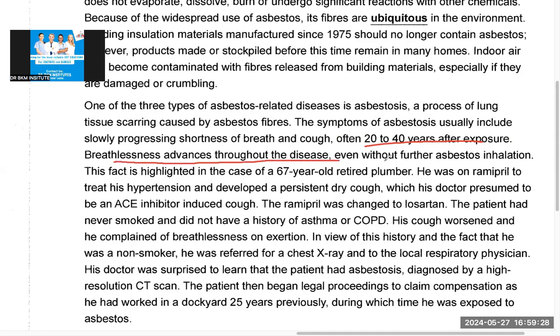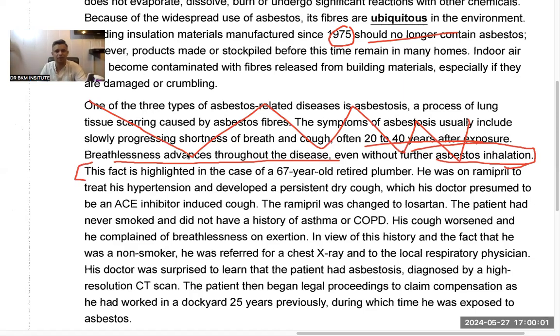Breathlessness advances throughout the disease even without further asbestos exposure. So if you change your home, like they were saying in paragraph 1, after 1975 asbestos has not been used, should no longer contain. So even if you had been exposed to asbestos in the past, even without further asbestos inhalation, you will still have problems. Now, nothing from this has my answer, because my question was again this. That is where you start giving your energy. So give your energy when your keywords are given. So I'm taking the keywords again.